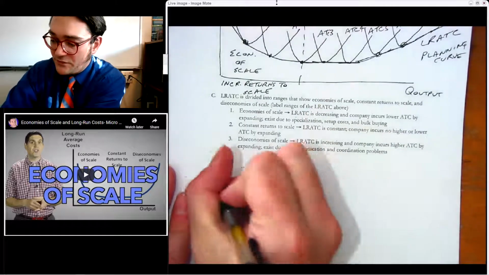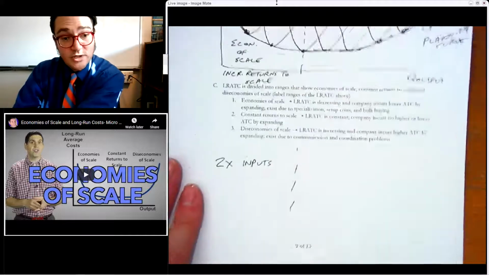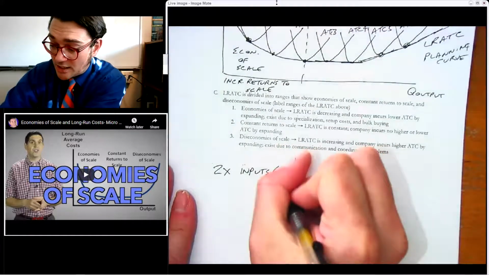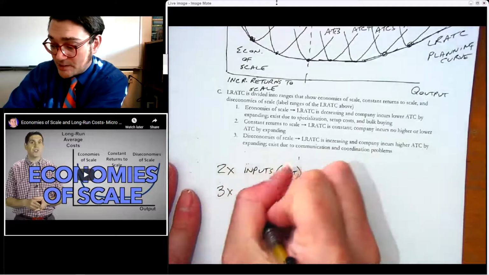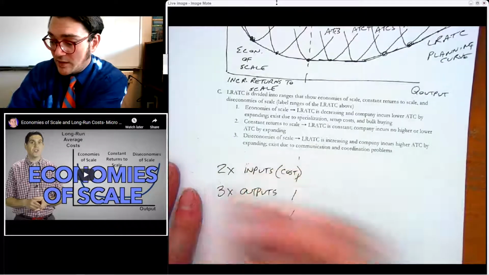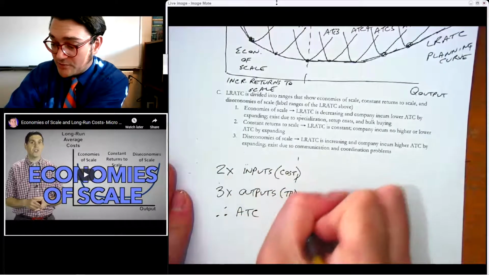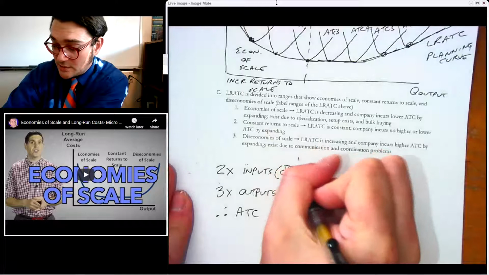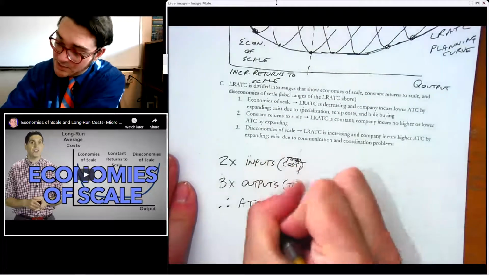imagine that dotted line continues, that you have 2 times the inputs. And what does that mean? Well, it means 2 times the cost. But you get, we'd say, 3 times the outputs. And we'd say, therefore, ATC, which is total cost over total product, that means ATC is going down.